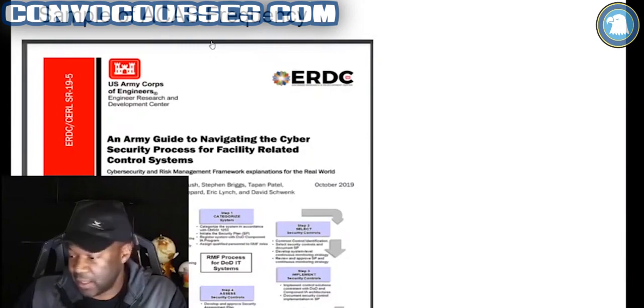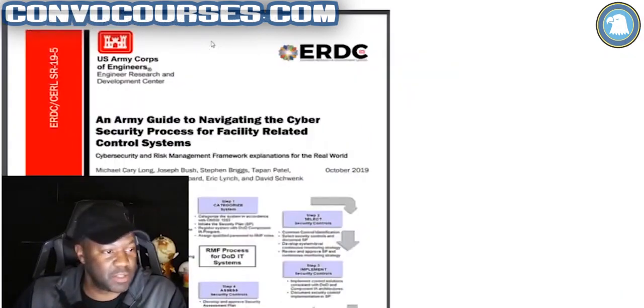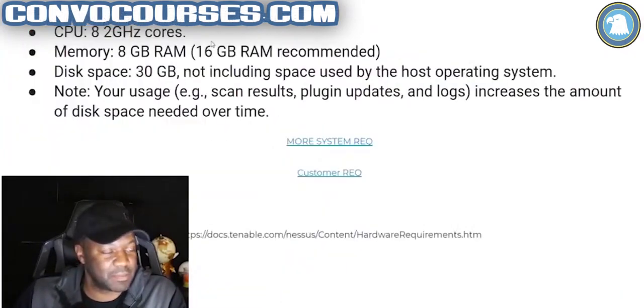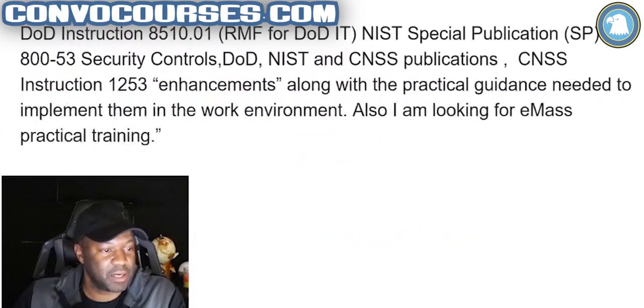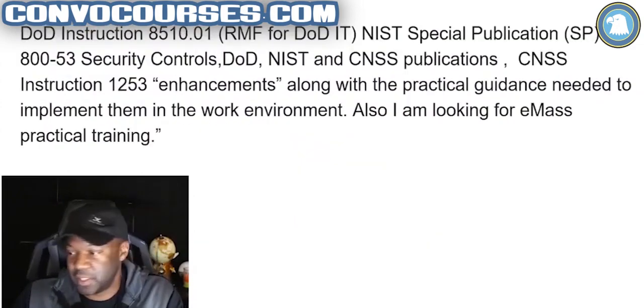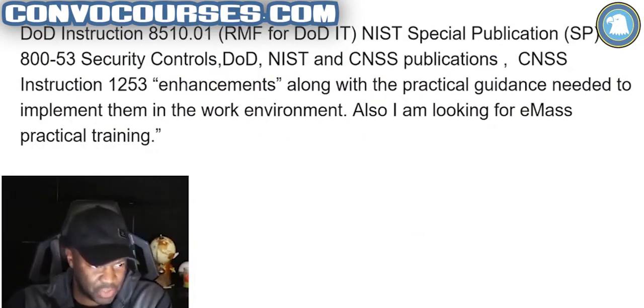All right, so I had a couple other things, some other questions somebody asked me about. Oh man, I forgot to cover this part. They asked me what the system requirements of Nessus were, and here it is right here. But anyway, we're already past Nessus.